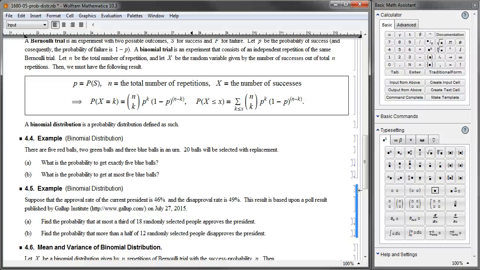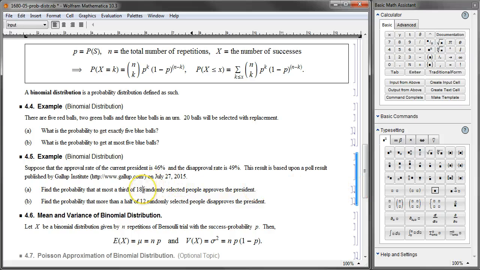Suppose that the approval rate of the current president is 46% and the disapproval rate is 49%. Actually, these are real figures. I looked them up from the Gallup website on July 27th, 2015 when I wrote this notebook for the first time. Now, let's calculate those probabilities. Out of 18 randomly selected people, what is the probability of at most a third? 1/3 of 18 is what? 6 people. So 0, 1, 2, 3, 4, 5, or 6 people approve of the president.